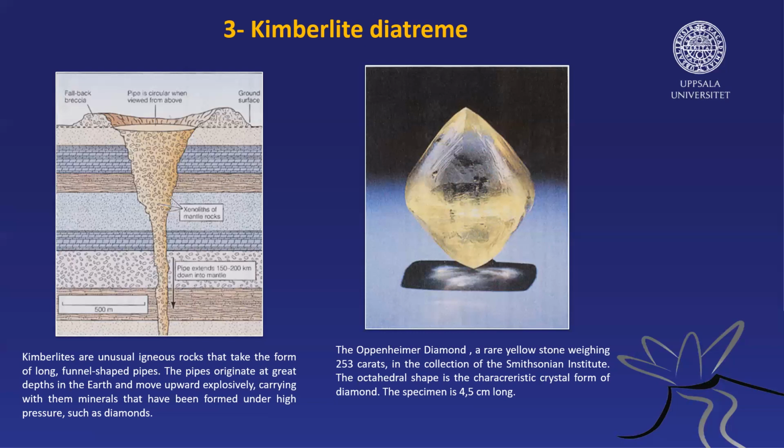And diamond forms at depths, it needs pressure. And kimberlites are the only magma producing diamonds. And we find them only in diatremes. Okay.